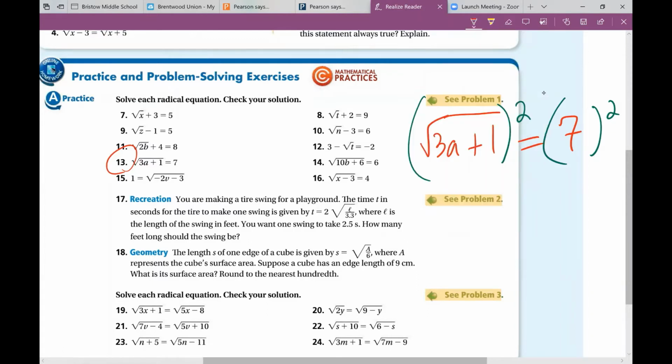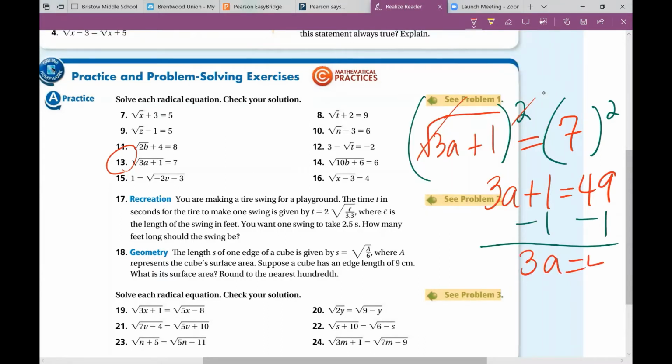And the square root and the square cancel each other out. So I'm left with 3a plus 1 on the left, and 7 squared is 49 on the right. And then you would just continue this problem like you would normally, which is subtract 1 from each side. I now have 3a equals 48, and 3 goes into 48 16 times.